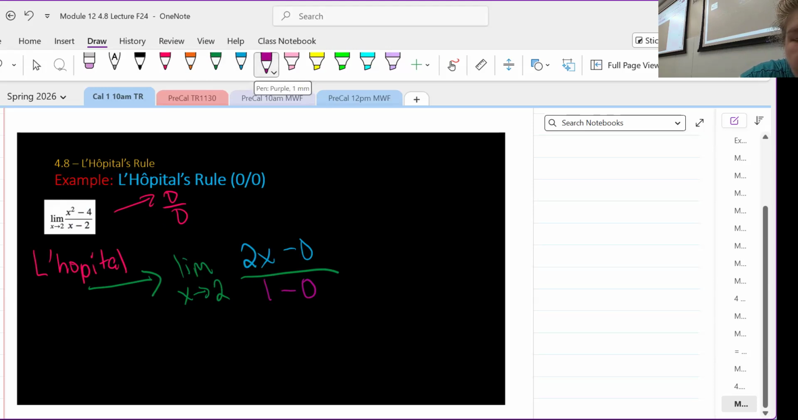So now that I've applied L'Hopital's rule, now I'm going to plug the number back in and see if I get an indeterminate form again, or see if I get a number. If I get a number, that's my answer. And we plug it in, we get 4 minus 0 is 4, divided by 1 is 4. So same numeric answer we got before.